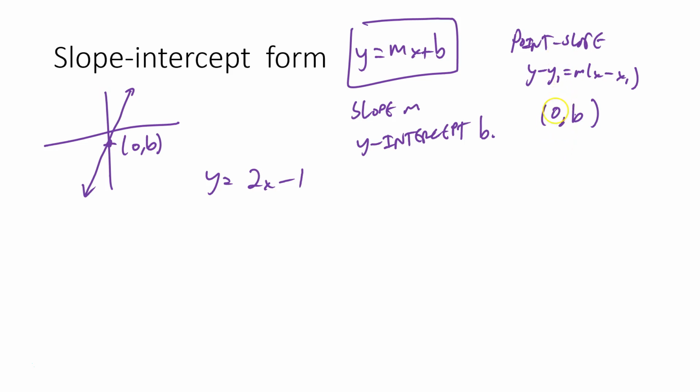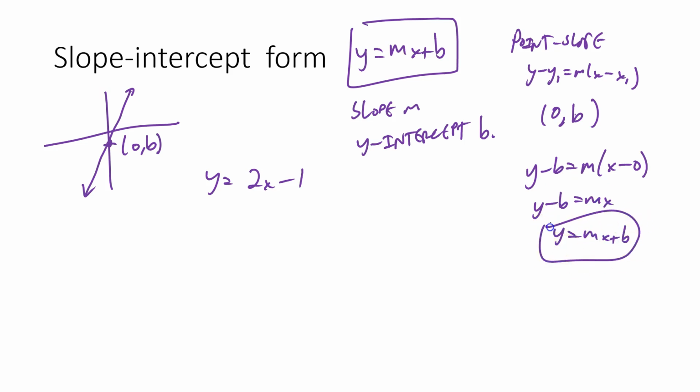So you put that into point slope form. You have y minus b equals m times x minus 0. Well, x minus 0 is just x, so I have y minus b equals mx. Add b to both sides, y equals mx plus b. So that's where it comes from. It's a specific case for point slope because we have the slope, it's the same thing, it's that m. And then instead of having an x1, y1, we have specifically 0 comma b. And that's really the only difference for slope-intercept form.